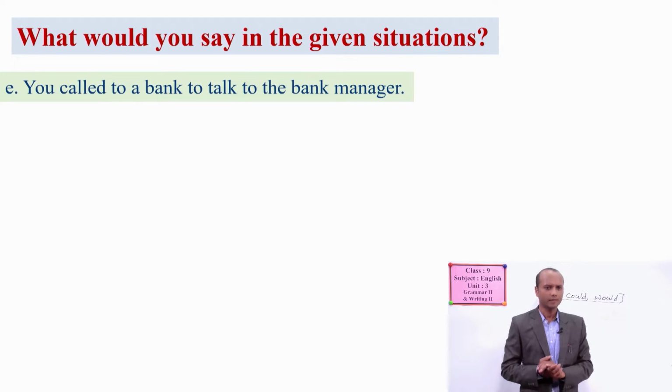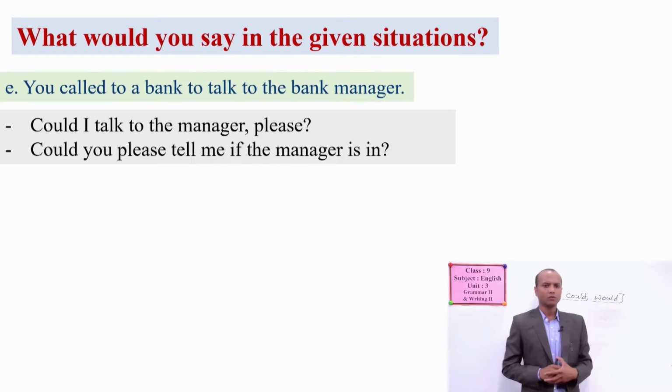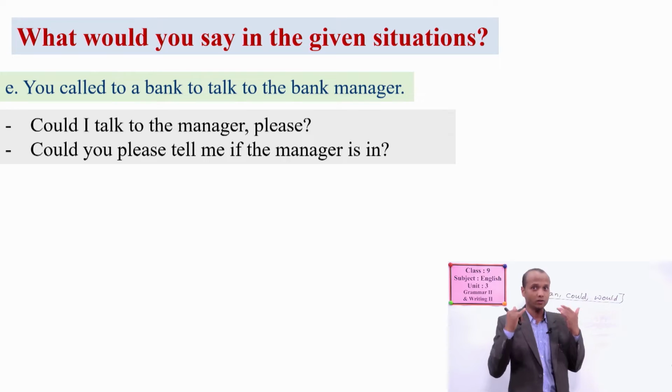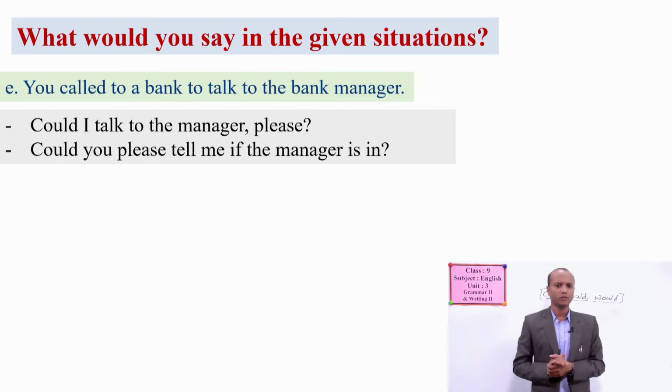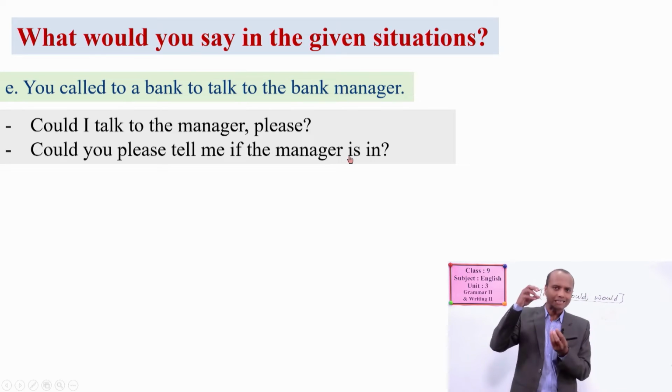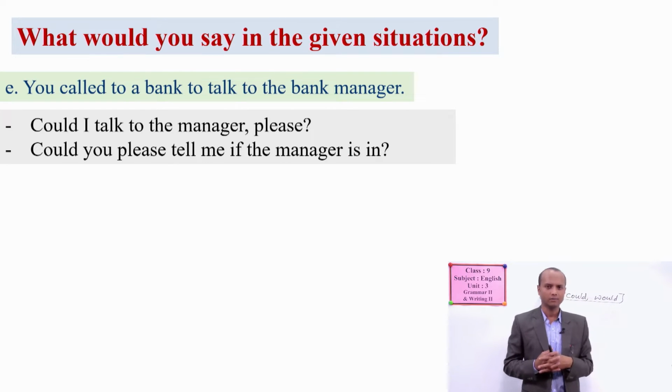Good, that's correct. Okay, please compare your sentences with mine. These are examples. Could I talk to the manager, please? For example, the receptionist picks up the phone and says, who are you searching for? And then you say, could I talk to the manager, please? Or you might say, could you please tell me if the manager is in? It means, if the manager is in the bank right now, so that you can go and meet or have a conversation.